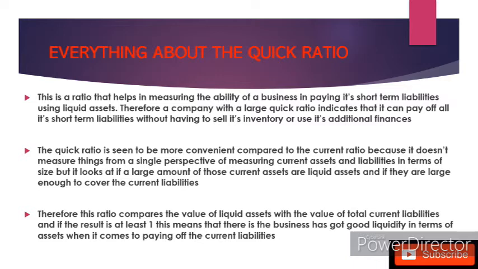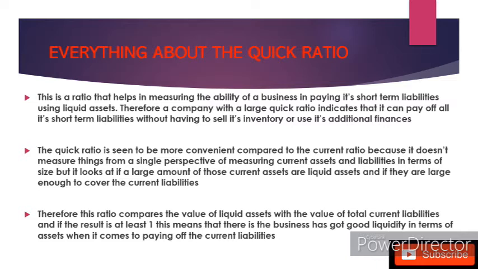So therefore, this ratio compares the value of liquid assets with the total current liabilities, and if the result is at least 1, this means that the business has got good liquidity in terms of assets when it comes to paying off the current liabilities. So if this ratio is large, that means that the business is in a good financial situation and isn't a business that would get problems in getting funds to use in paying off its current liabilities when needed.